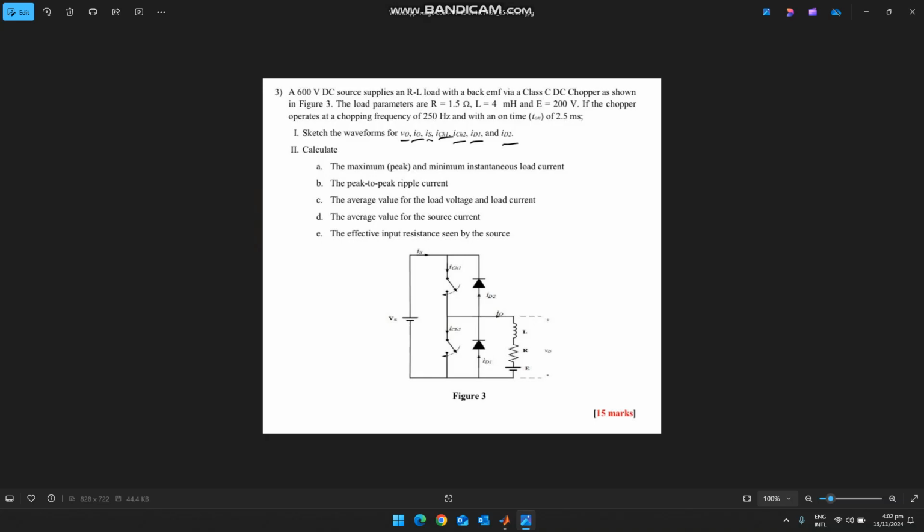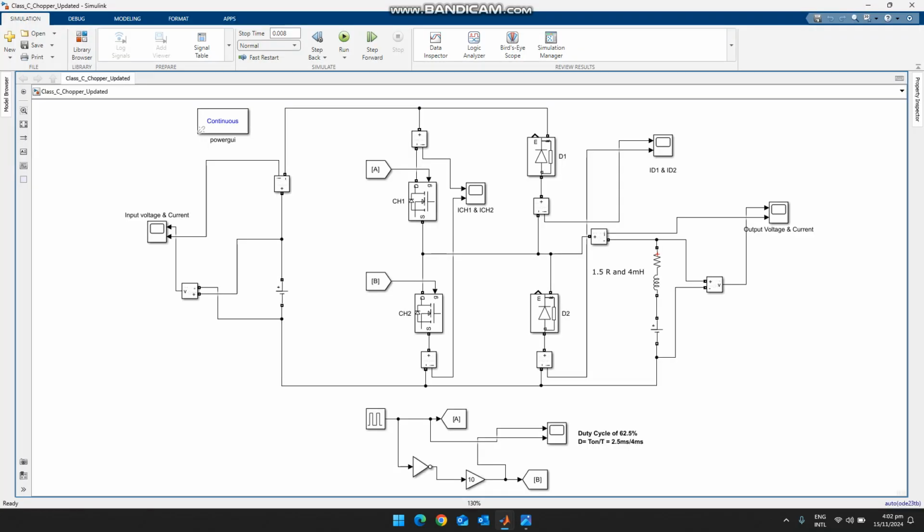So this is the logic, the main thing behind this simulation that we need to keep in mind while simulating. Okay, so don't make these mistakes. So this is the simulation model that we have developed.